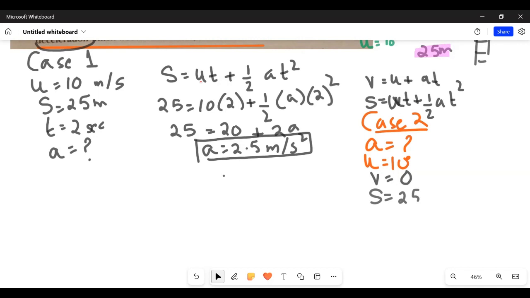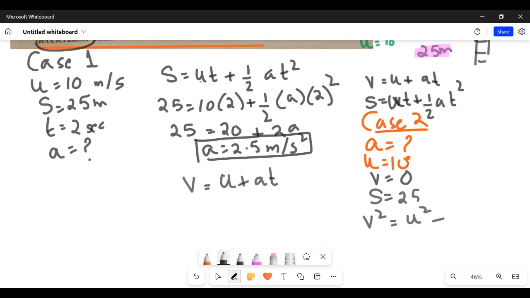Which equation of motion uses A, U, V, S? Okay, I'm going to write the equations of motion. V equals U plus... V square equals U square plus 2AS. Yes, V square equals U square plus 2AS.